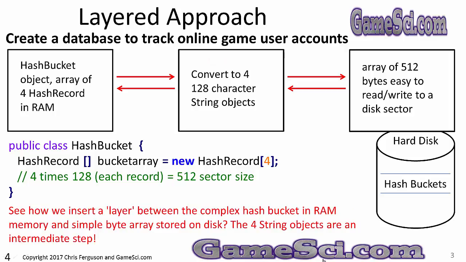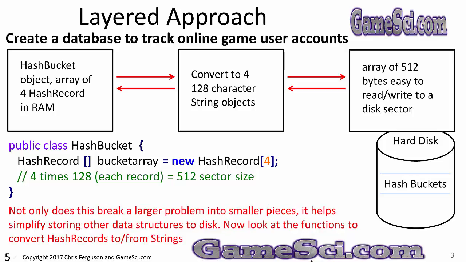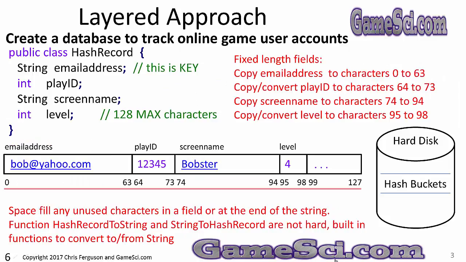I'm hoping you're seeing how you insert a layer between the complex hash bucket in RAM memory and the simple byte array stored in disk. The 4 string objects are an intermediate step. Whenever presented with a large problem, you want to break it up into smaller pieces. And this breaks this problem into 2 smaller pieces. It helps to simplify storing other data structures as well. Now let's look at the function to convert hash records to and from strings.